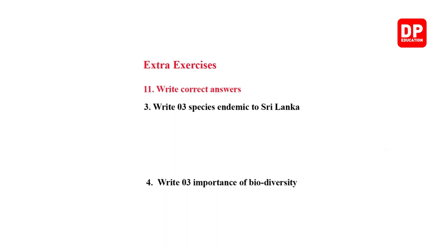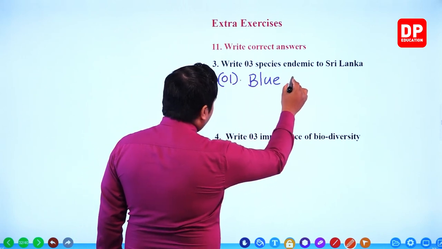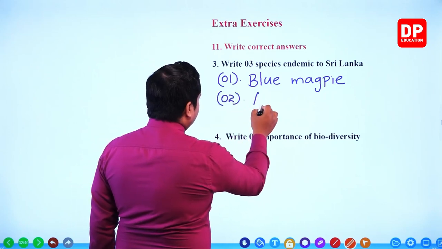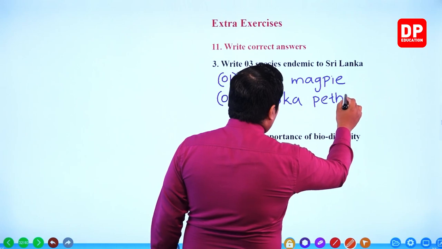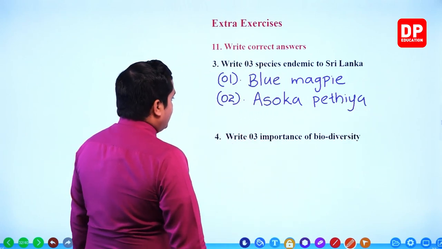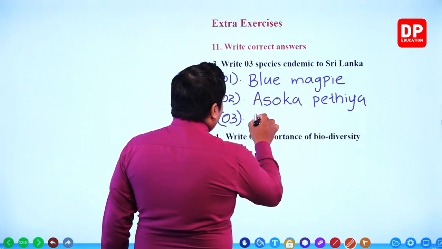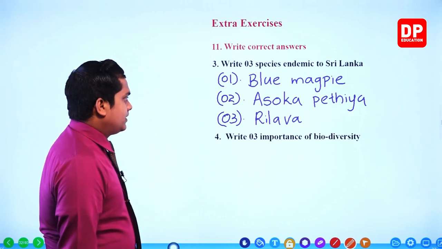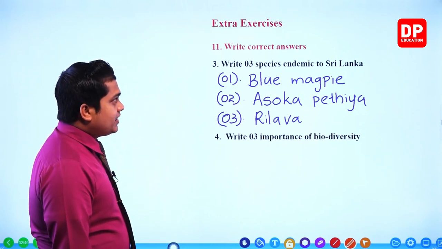Write three species endemic to Sri Lanka. Number one, blue magpie. Ashoka Pethia, a freshwater small fish. Then number three, Rilava. Bandulapetia is also correct. Jungle fowl. Those are the organisms which are endemic to Sri Lanka.